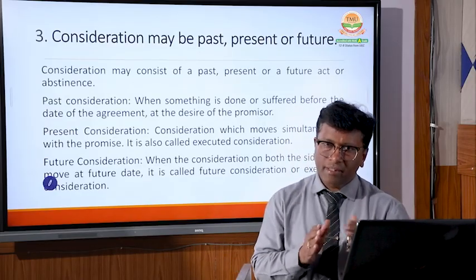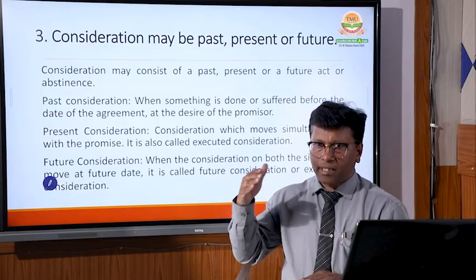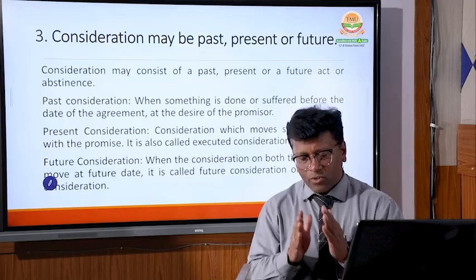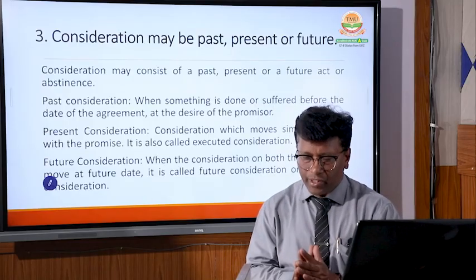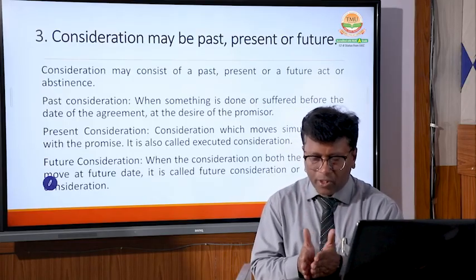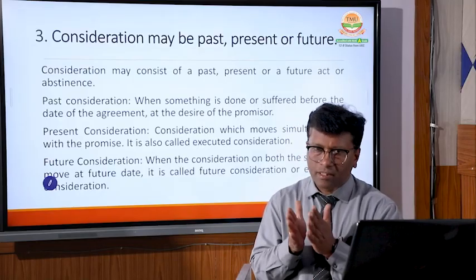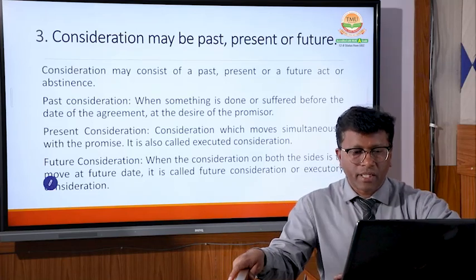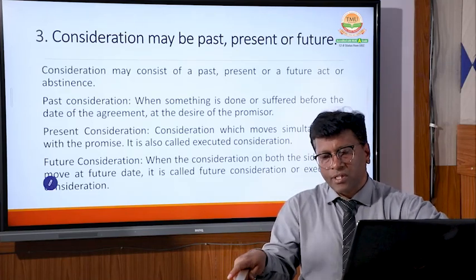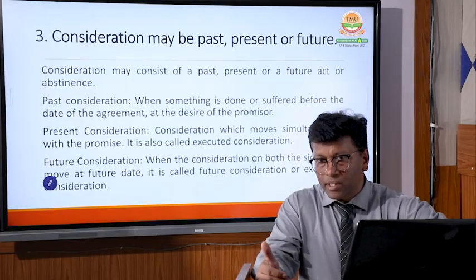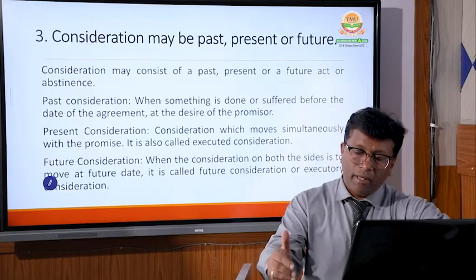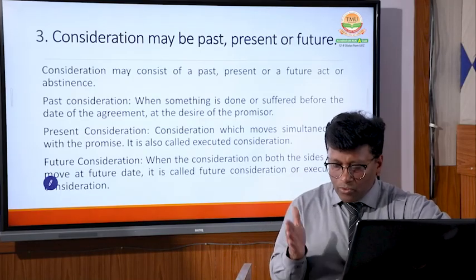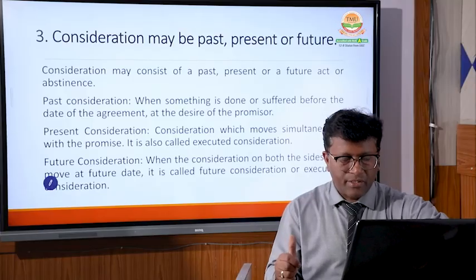So one party has done the particular act, and the other party is not completing the act. At that time we can say that it is executory. At the option of one party, it is done. You can say that this is the executed consideration. But the other party is not meeting the obligation, or maybe in future it will be done. So that part is the executory. That is called the present consideration.